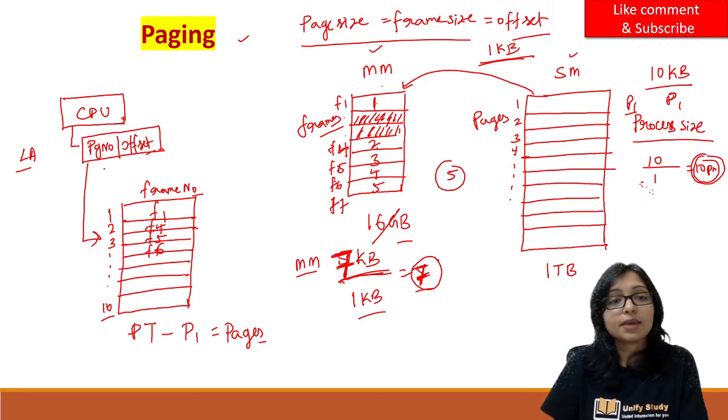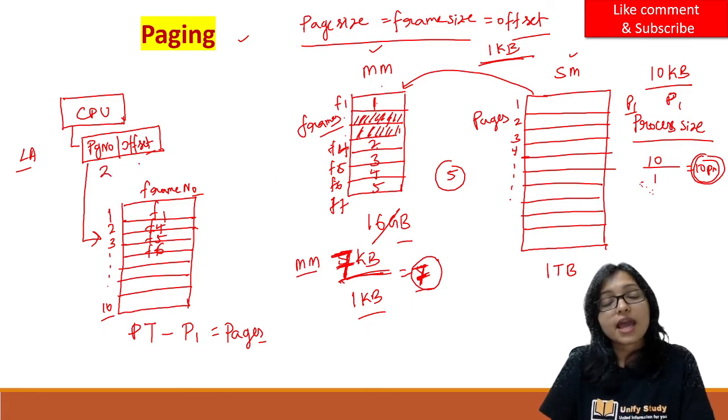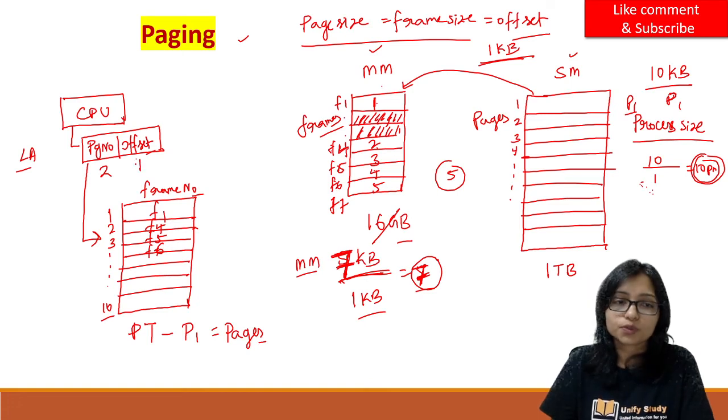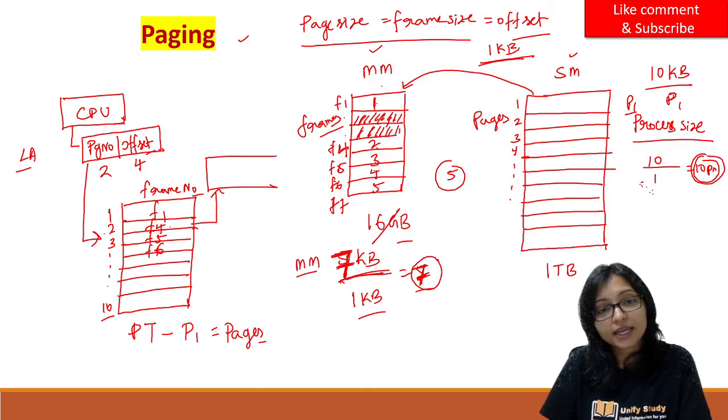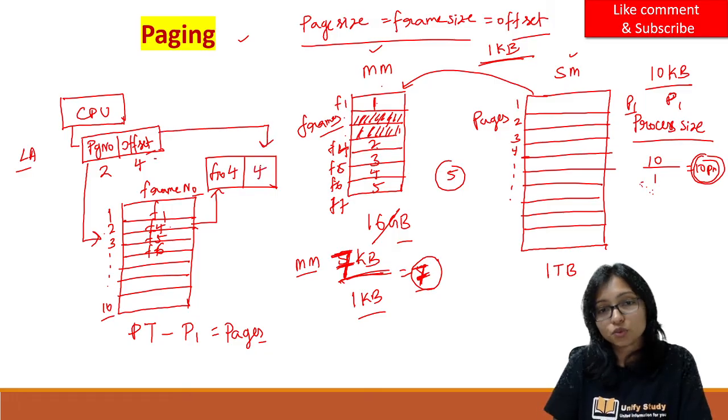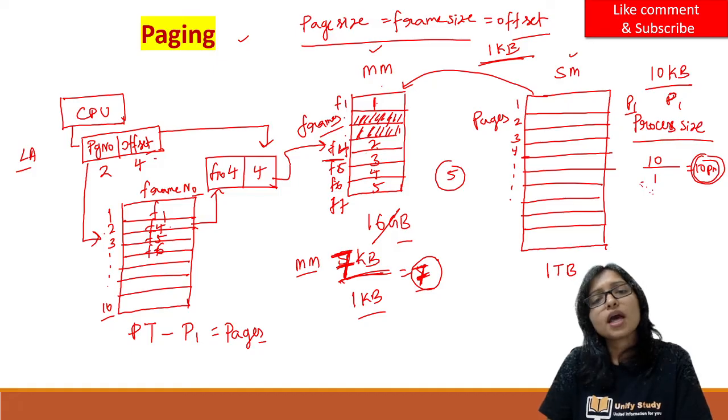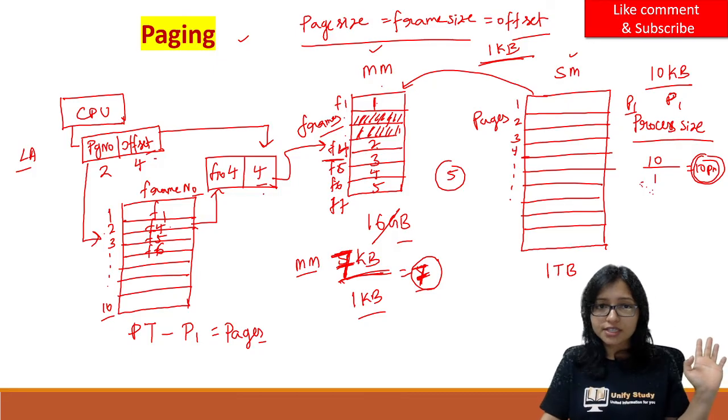Here I need maybe page number 2. I need page number 2 and offset number 4. So what will it get? Page number 2 is in which frame number? I will get here that the frame number is 4. From frame number 4 you can get it, and the offset will be the same as it is, that is 4. So now the CPU will go here, that is okay. In frame number 4 I can get page number 2, and the offset will be the same. No need to change anything.